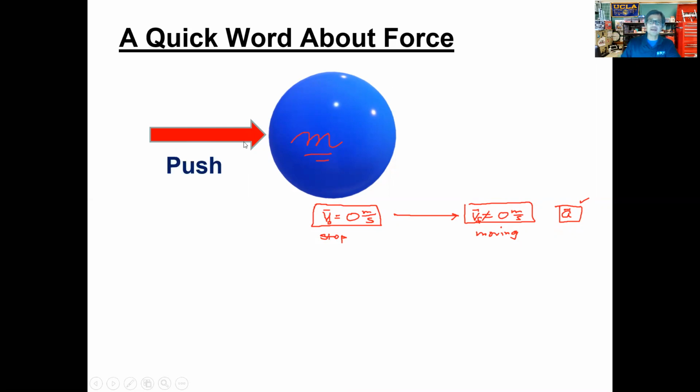So you're applying a force here. If you are pushing on the ball, you're applying a force. You're pushing it in and it starts to move and it starts to accelerate. It starts to experience an acceleration. So that's one way.